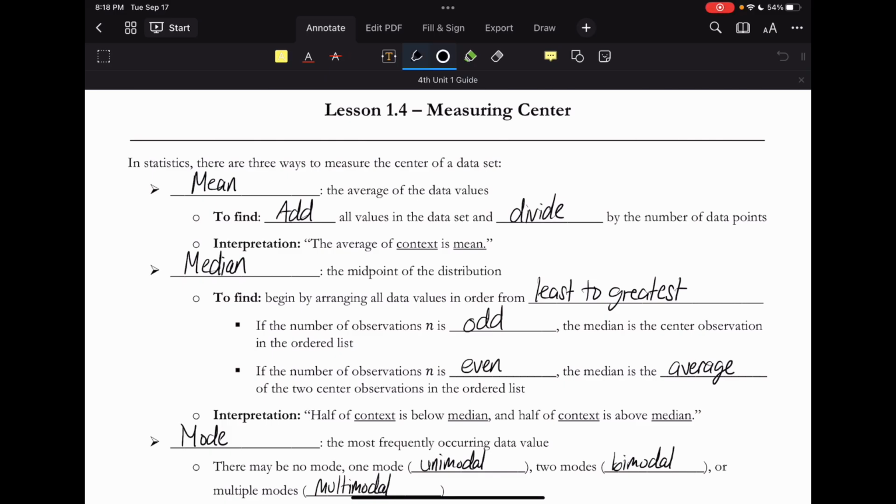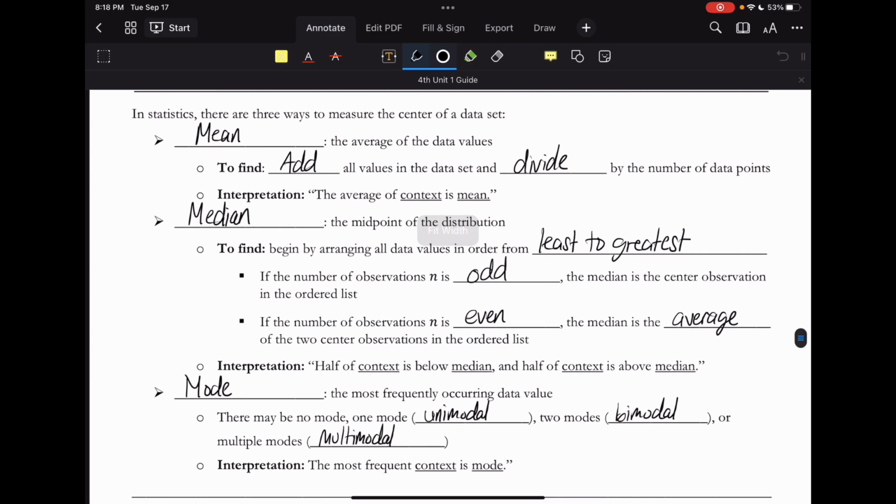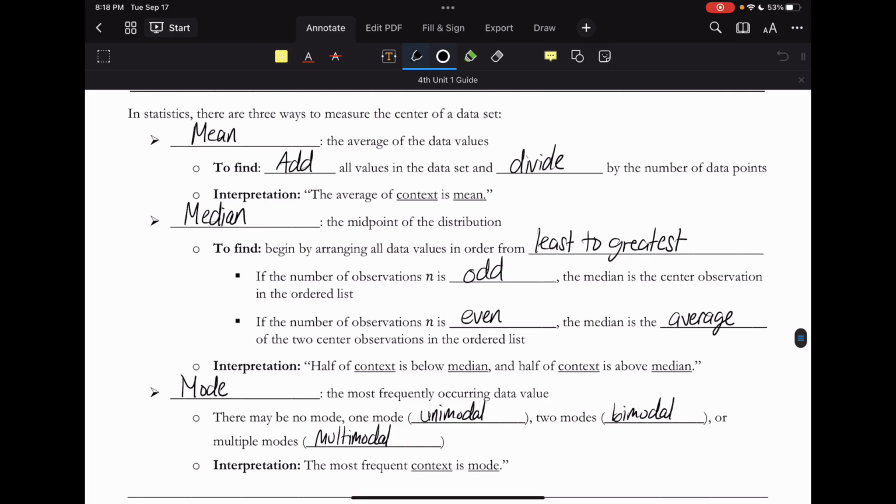All right, so in this section, we're going to talk about how we measure the center of a quantitative distribution and three statistics that come from that. There are three ways to measure the center of a data set: the mean, median, and mode. To find our mean, first, again, the mean is the average of the data values. So to find it, we add all the values in the data set and then divide by however many data points we have. Its interpretation: if I ask you to say what it means in context, it's just the average.